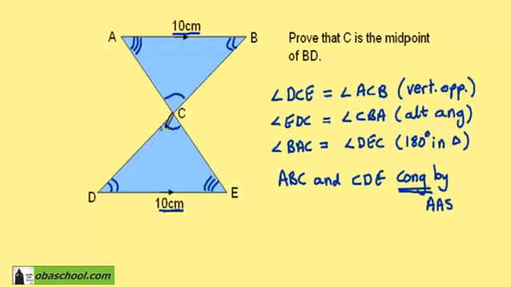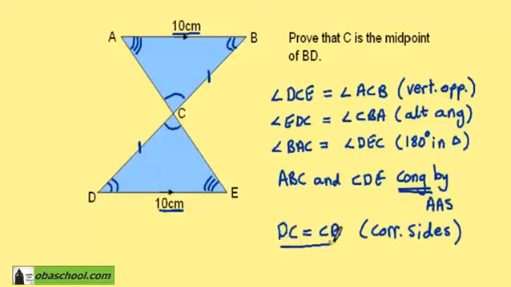Consider CD. It goes between the 1 and 2 marked angles, as does CB. It follows these are corresponding sides, and since the triangles are congruent, these sides are equal in length. The reason is that they're corresponding sides in two congruent triangles. It follows from this that C must be the midpoint of BD.